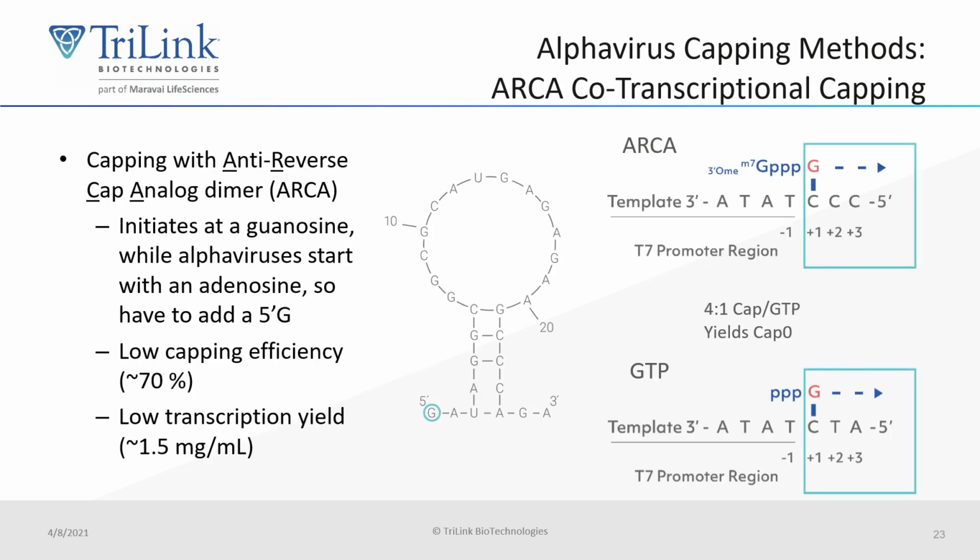So this leads us to consider capping with ARCA. It is compatible after that additional but undesirable extra 5' guanosine residue is added. As already discussed, however, the low capping efficiency and low yielding transcription do not make this a particularly efficient or viable option, especially at scale.